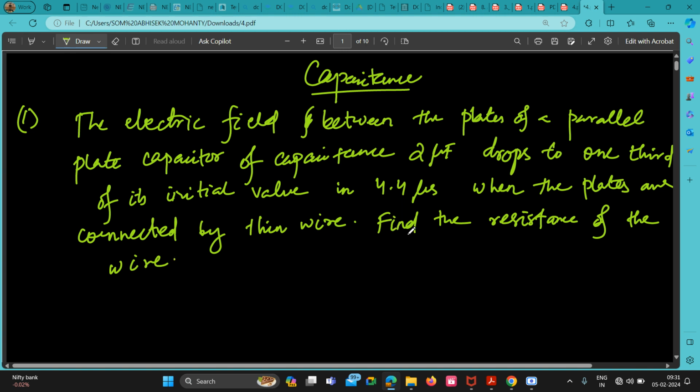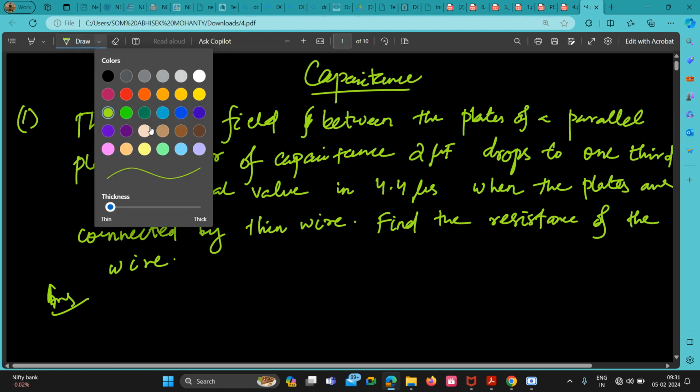The electric field between the plates of a parallel plate capacitor of capacitance 2 microfarad drops to one third of its initial value in 4.4 microseconds. When the plates are connected by thin wire, find the resistance of the wire. Try this question first, then only I will solve.